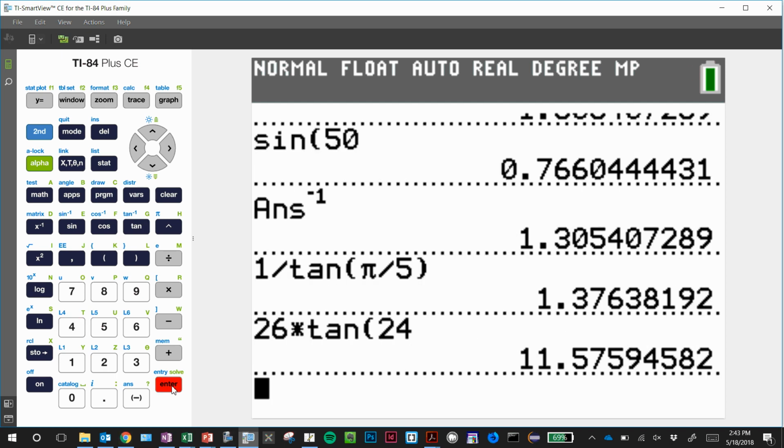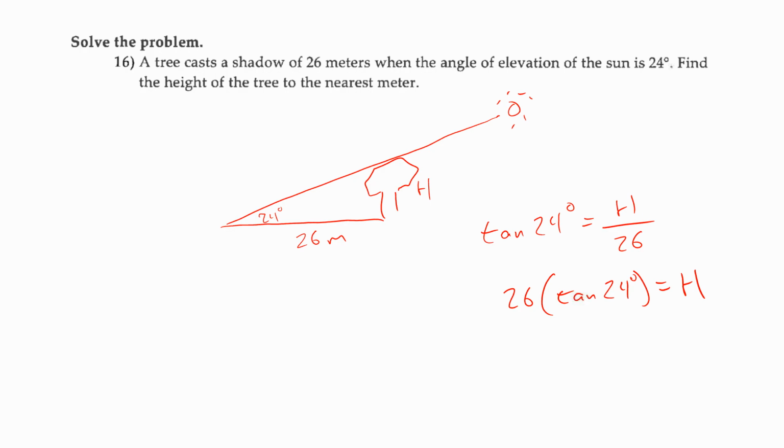And we have a tree, 11.576, and it's said to the nearest meter, so we'll say 12 meters, the height of the tree.